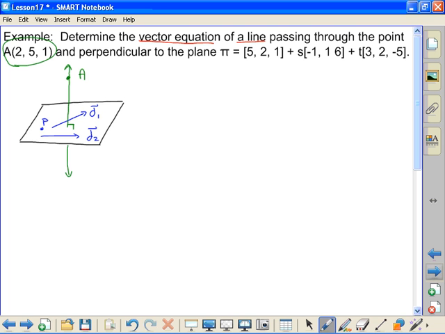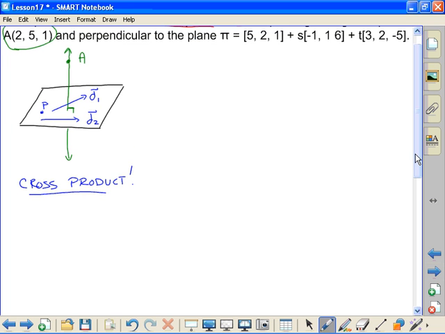For the equation of a line, we need a direction vector and a point. Like I said already, we have the point. How do we find that direction vector? As soon as you hear the word perpendicular, you should have cross product going through your mind. Because if we take the cross product of 2 vectors, let's say D1 and D2, the resulting vector will be perpendicular to those two vectors. So that's exactly what we want. Our new direction vector is going to equal the cross product of D1 and D2.